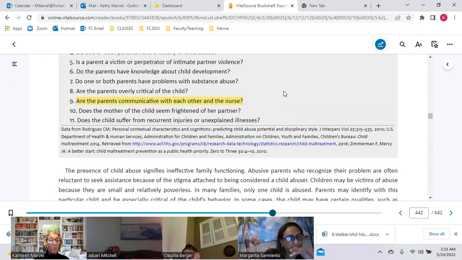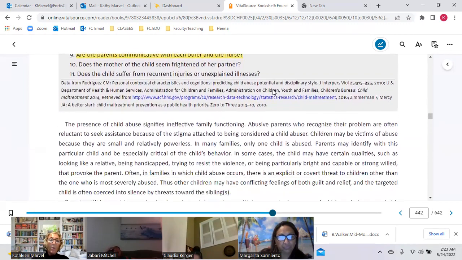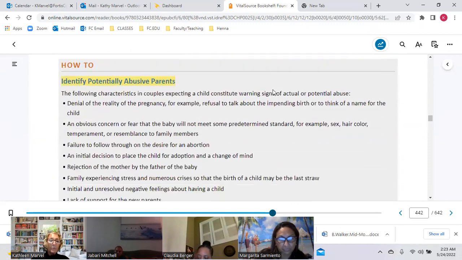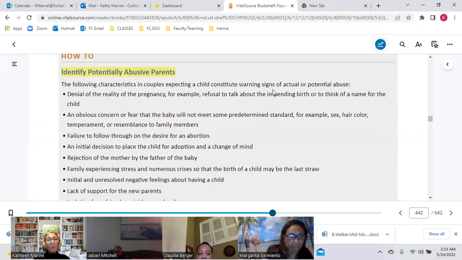Mom would bring in a whole new set of problems that we had to deal with. So it was just really, really sad. And that was parents overly critical of the child. I had a horrible experience with that. And this went on all through elementary school. It's really sad. How to identify potentially abusive parents.